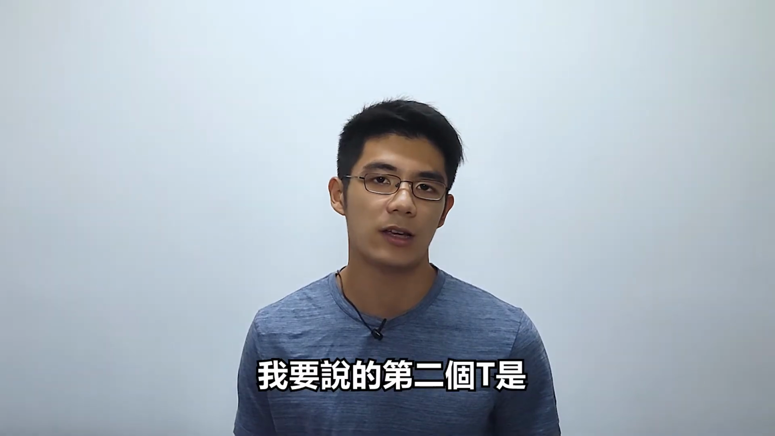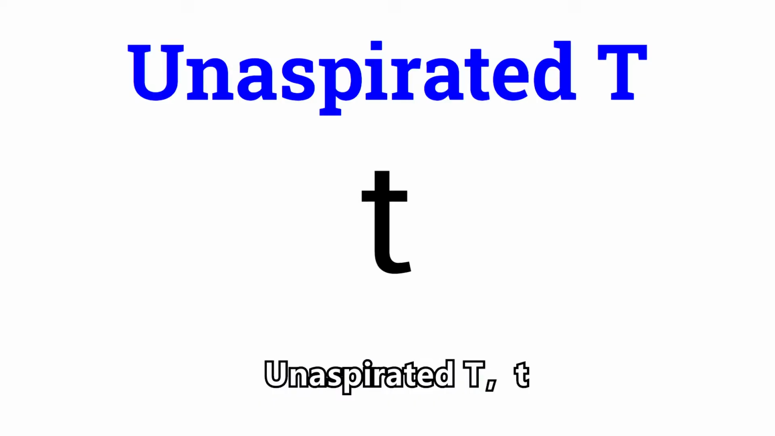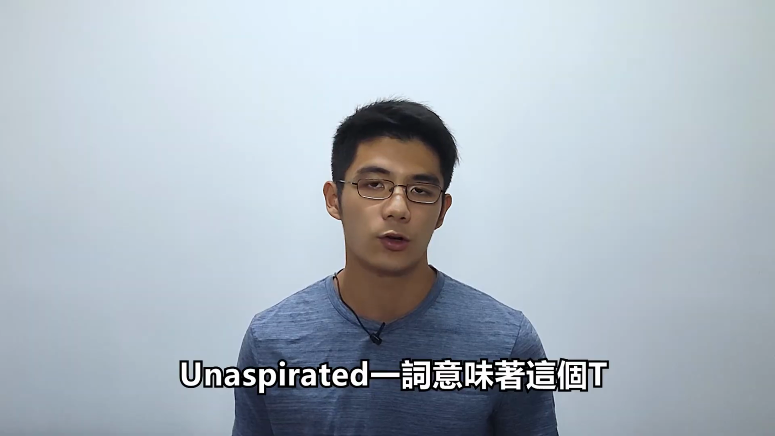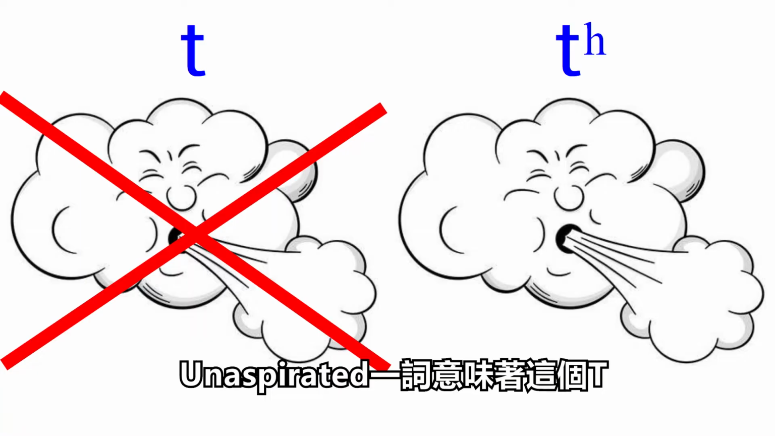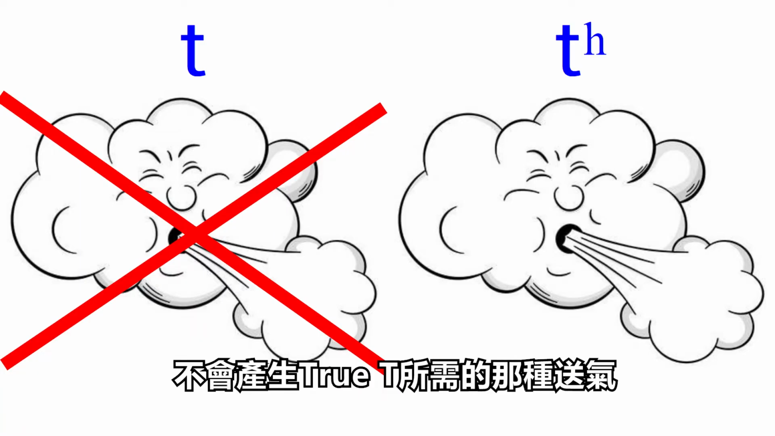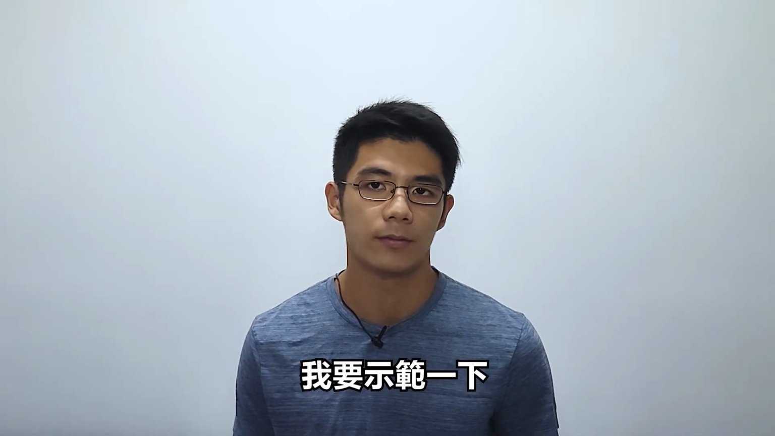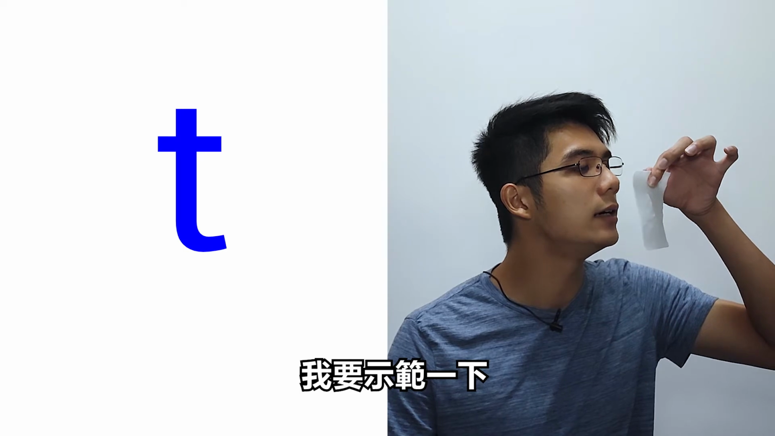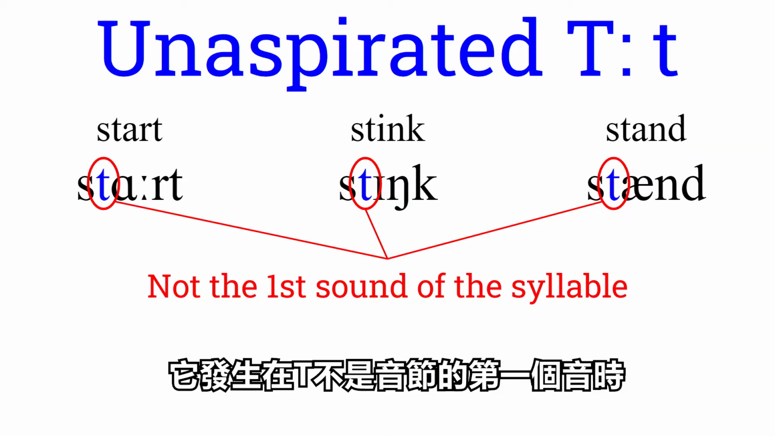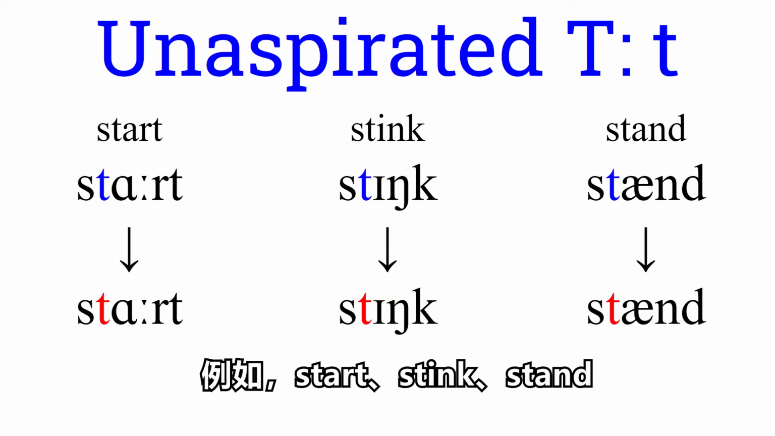The second T I want to talk about is the unaspirated T, da. The term unaspirated means that this T doesn't create that puff of air needed in a true T. I'm going to demonstrate. T, da. It occurs when the T is not the first sound of the syllable. For example, start, stink, stand.